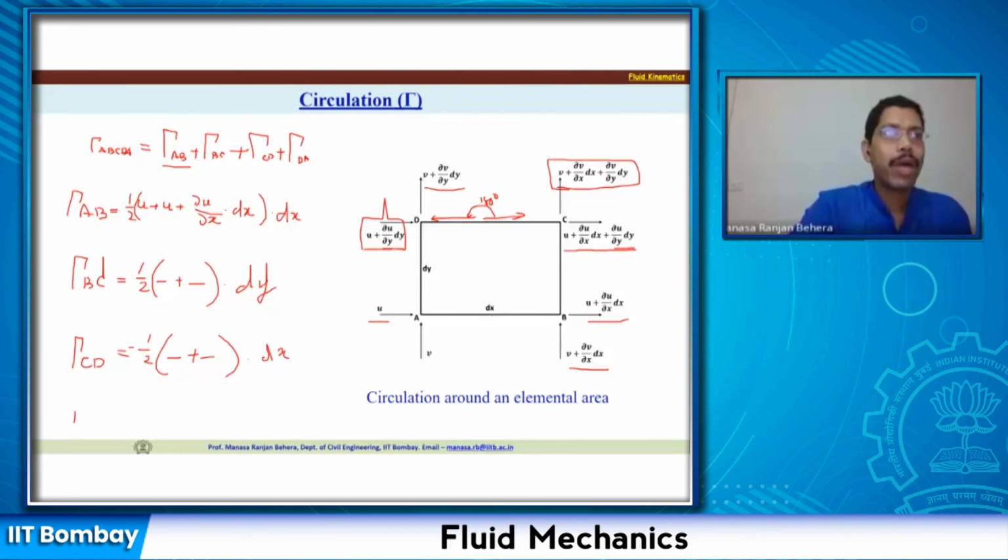Similarly, if I want to find the circulation over the length DA, please remember to write it correctly, otherwise you may make a mistake. If I write AD, I may tend to find the circulation in the upward direction, but no, my circulation is calculated in the anticlockwise direction, so it is DA. I am moving from point D to point A. If you take A to D, you are going to make a mistake. So you have to close the curve by moving in the anticlockwise direction.